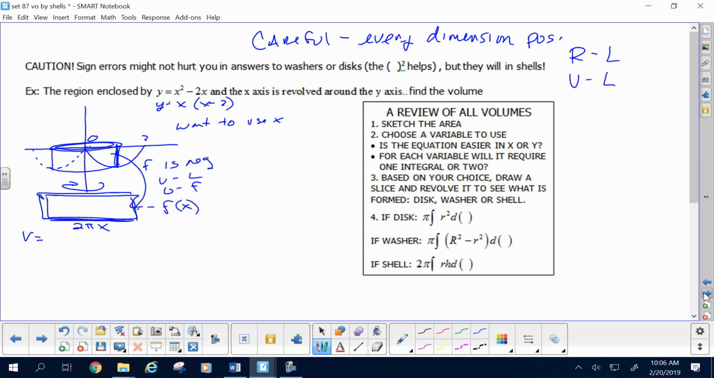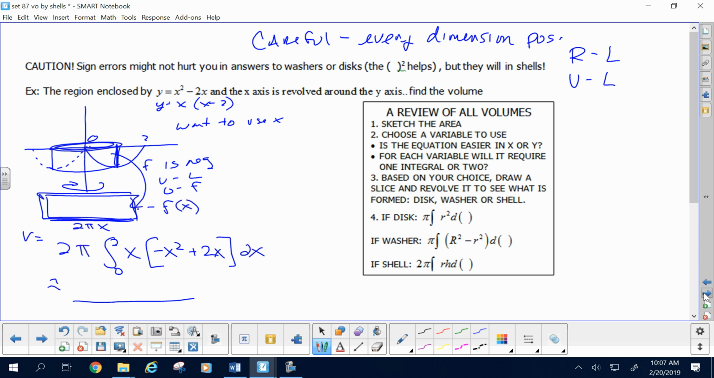All right? So the volume is 2 pi. X can be fine. It's already going to be positive. But I need to use the opposite of the function to get a positive volume. So instead of x squared minus 2x, I'm going to use negative x squared plus 2x from 0 to 2. By doing that, you'll get a positive volume. You'll be good to go.